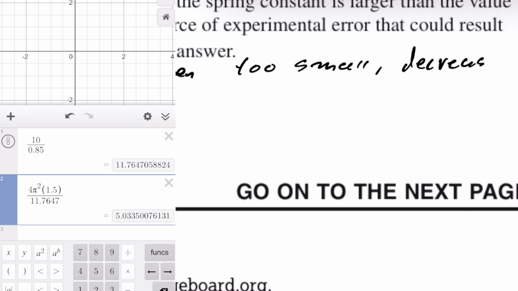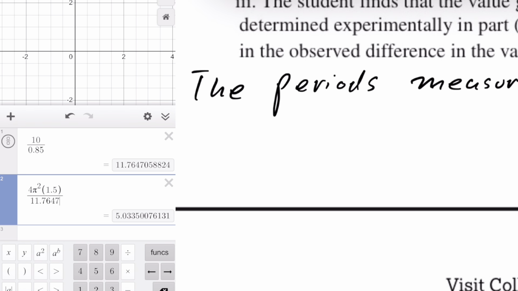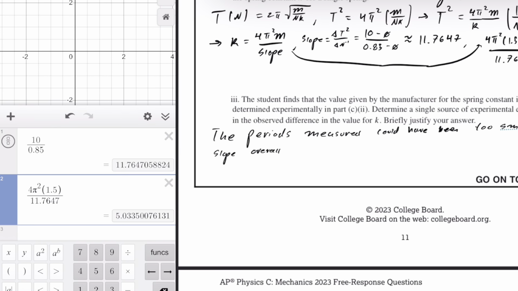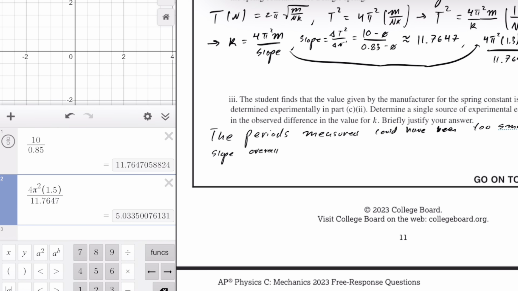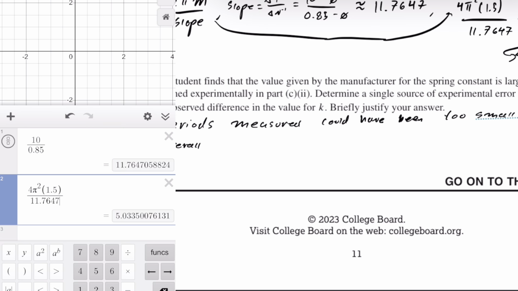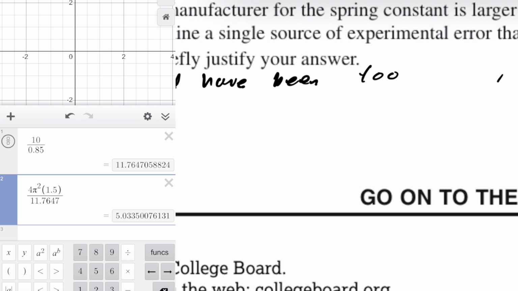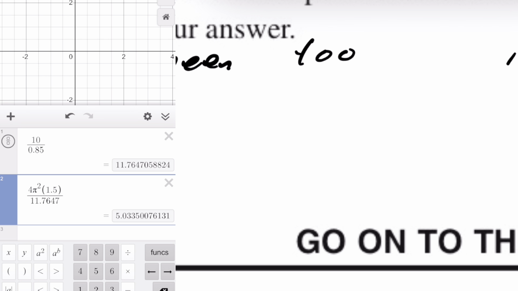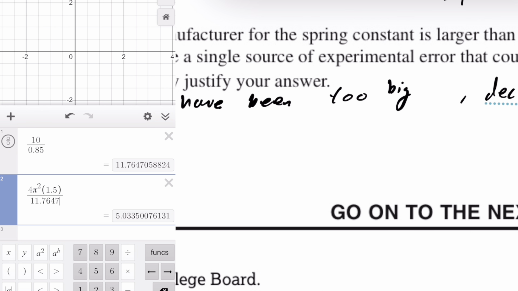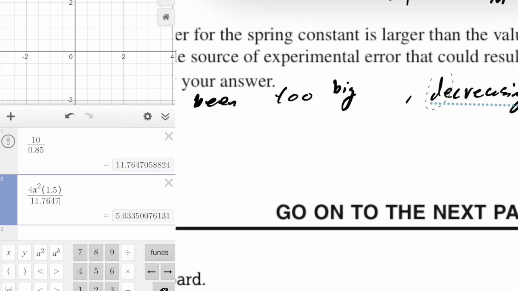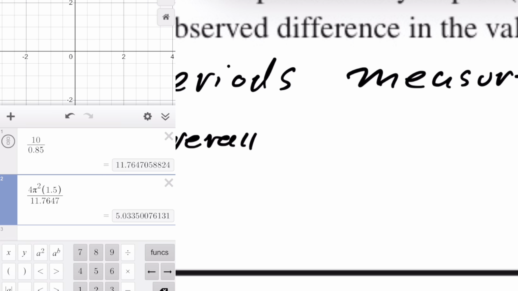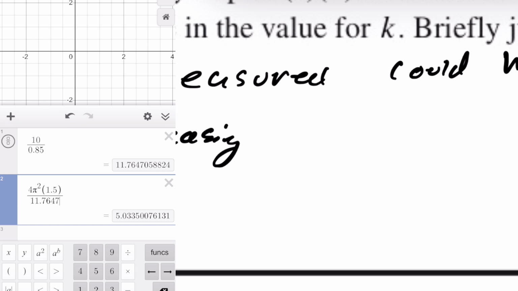Decreasing slope overall. Wait. Sorry guys. Another error. Too big. Too big. And increasing. Increasing slope overall. Decreasing. Decay measured.